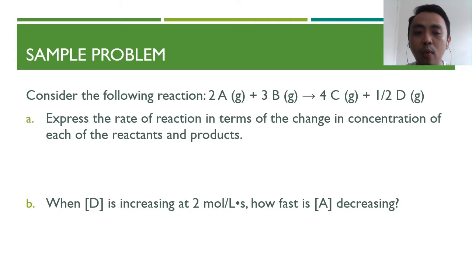Letter B: when the concentration of D, notice here that the product D is enclosed in the square bracket. The square bracket indicates that we are talking about concentration. So when the concentration of D is increasing at 2 mole per liter second, how fast is the concentration of A, the reactant, decreasing?